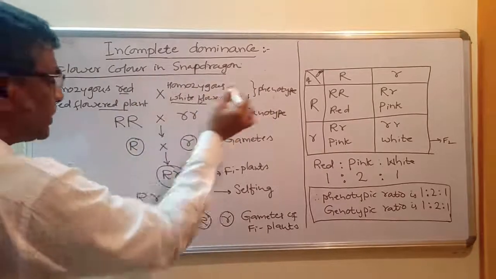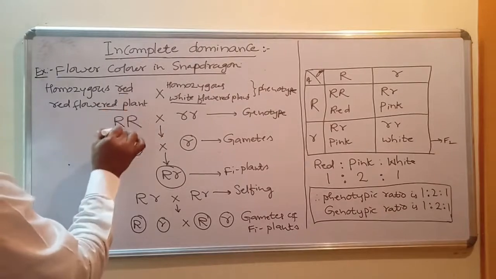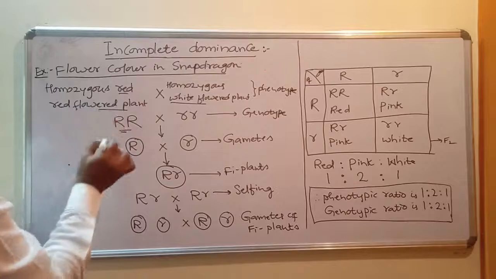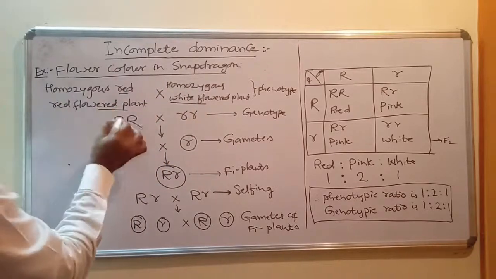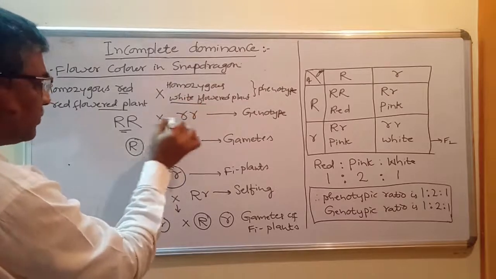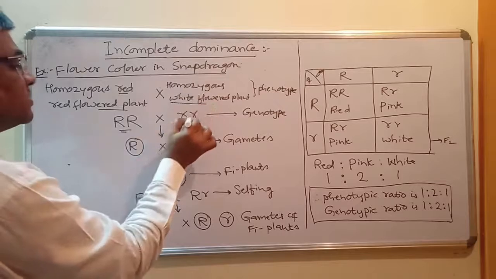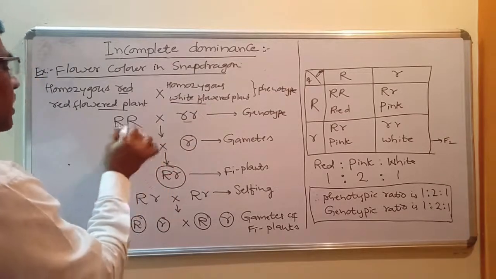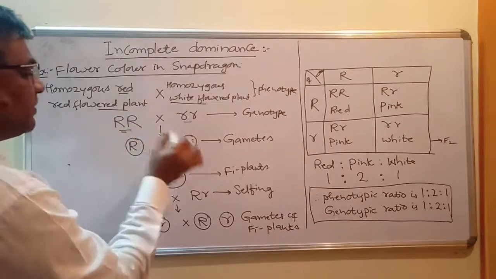This is the phenotype, and its genotype is capital R, capital R. We take capital R because red is dominant over white. Since it is homozygous, capital R capital R, and here white is recessive, so we have taken the corresponding small letter, small r. Since it is homozygous, two small r will be taken. The gametes of these two are capital R and small r.